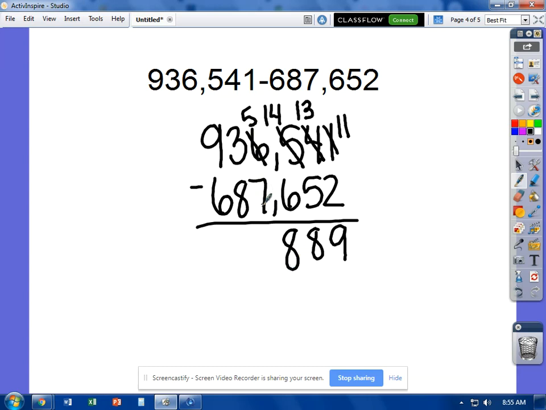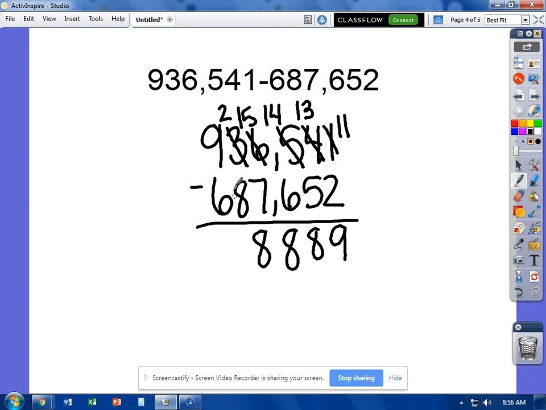I have 5 minus 7, which I cannot do. My bottom is bigger, so I come over here and borrow from the 3. I take 1, make it a 2 before I add 1 to the 5 to make it 15. 15 minus 7 is 8.